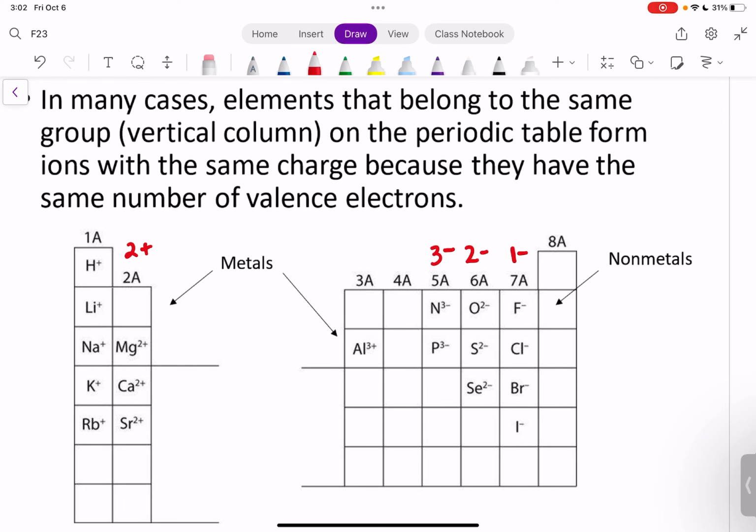In the 1A column, they're going to want to lose 1 electron. They're actually really close to being like the previous noble gas. So for lithium here, lithium wants to lose 1 electron to be like helium up here, because it's way easier to lose 1 than to gain 7. Anything in group 1A is going to lose 1 electron, and when it does that, it's going to have a 1 plus charge if it forms an ion.